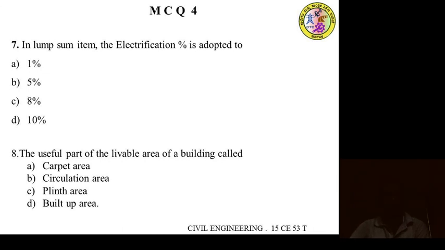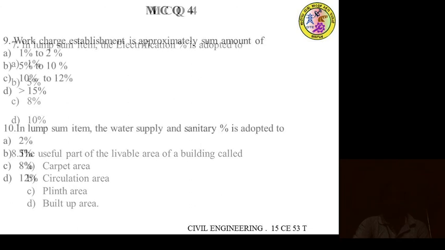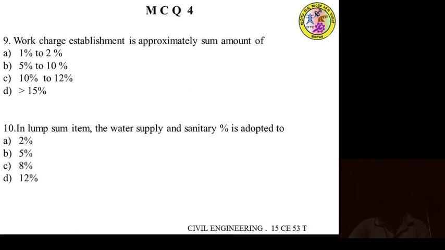In the eighth question, the usable part of the livable area of the building is called A. Carpet area, B. Circulation area, C. Plinth area, D. Built up area. Work charge establishment is approximately some amount of A. 1 to 2%, B. 5 to 10%, C. 10 to 12%, D. 15%.